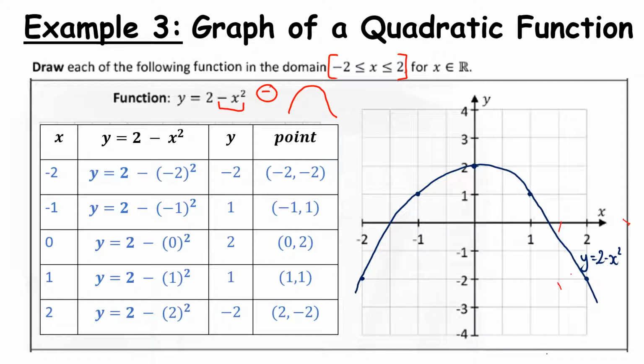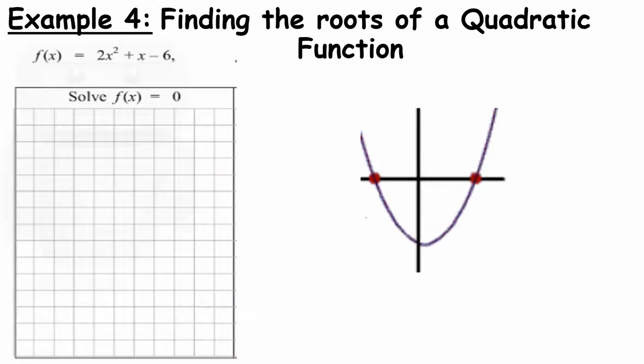We're just looking for that lovely curve. So now, let's talk about finding the roots of a quadratic function. We talked about the roots being these 2 points here, and they're equivalent to what we would have called the x-intercepts as we worked with the equation of the line in coordinate geometry.